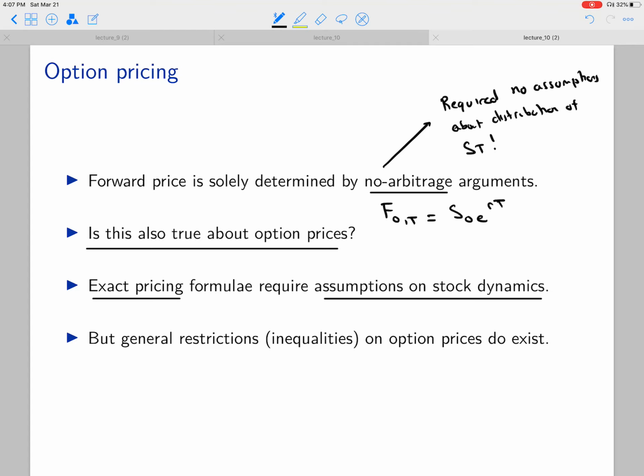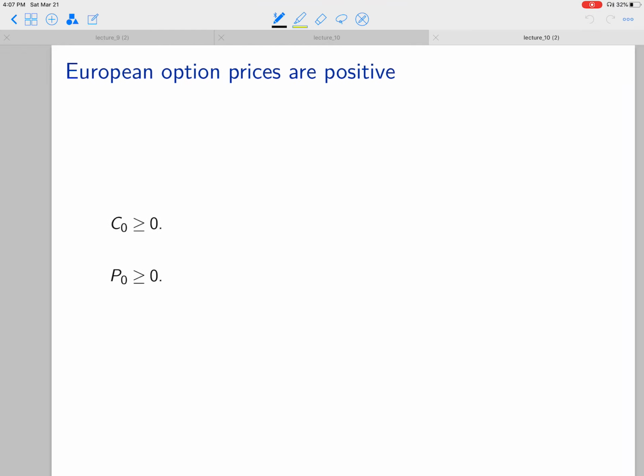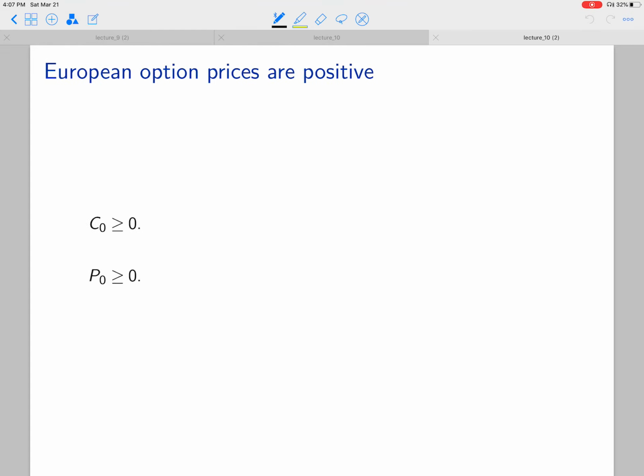So we can't find out what the price is exactly, but no arbitrage will allow us to impose general restrictions on the option price, especially in the form of inequalities. The first restriction that we can impose is lower bounds on option prices. In particular, European option prices for calls and puts are both bounded below by zero. Both the call price, C_0, and the put price, P_0, must be non-negative.